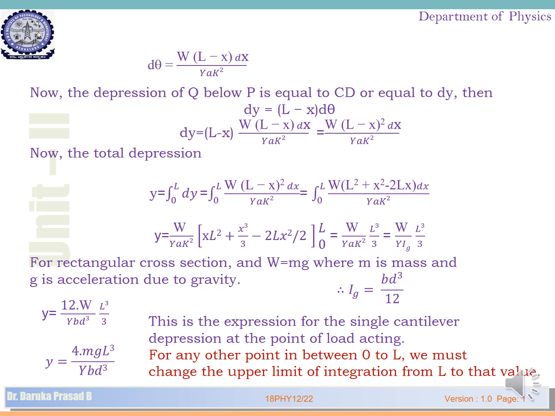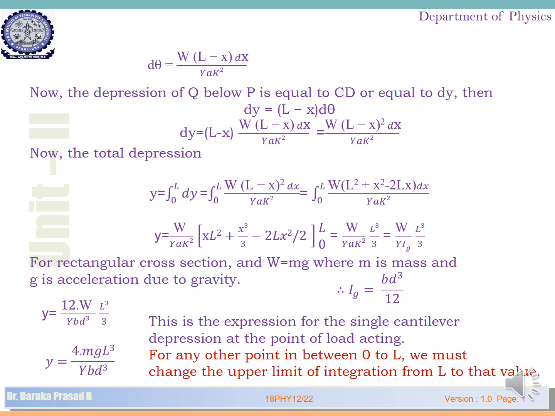By integrating L squared with respect to x, it is L squared into 1. So the integration of 1 is x. Therefore you get L squared x as the first term. Second term, x squared, when you integrate with respect to x, becomes x cubed by 3. And for the third term, 2L is constant, and the integration of x is x squared by 2. Now substitute the limits 0 to L. By simplifying you get L cubed by Y Ig into 3 Y Ig.